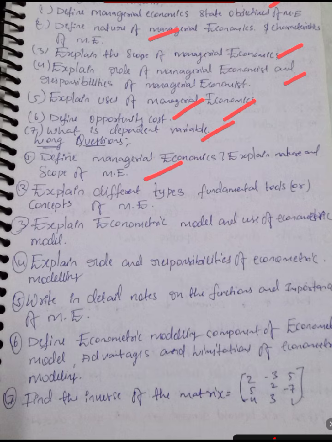Define managerial economics, explain the nature and scope of managerial economics, explain different types of fundamental tools or concepts of managerial economics, explain econometric model and use of econometric model, and explain role and responsibilities of econometric modeling, and write detailed notes on the functions and importance of managerial economics. Define econometric modeling, components of econometric model, advantages, limitations of econometric modeling. Find the inverse of a matrix. Okay, this is a sample question I gave. So you will get this kind of questions.